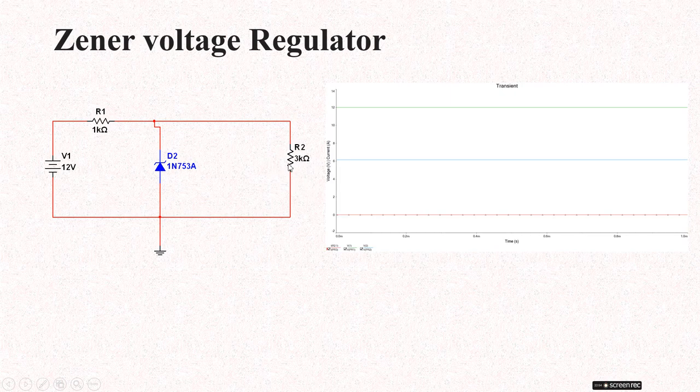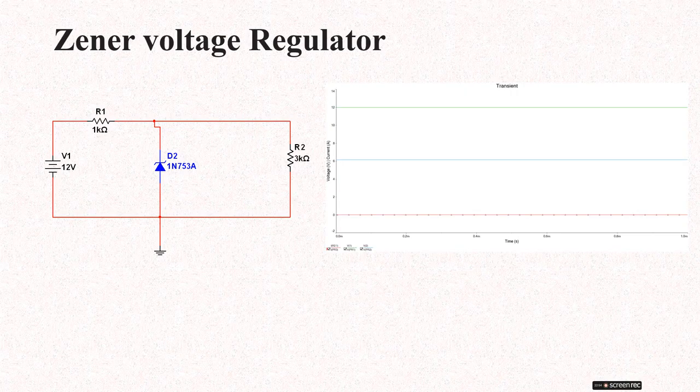Load regulation is the ability of the regulator to maintain a constant output voltage as the load current changes. Even as the load current changes, by varying the resistance, the regulator maintains a constant output voltage.